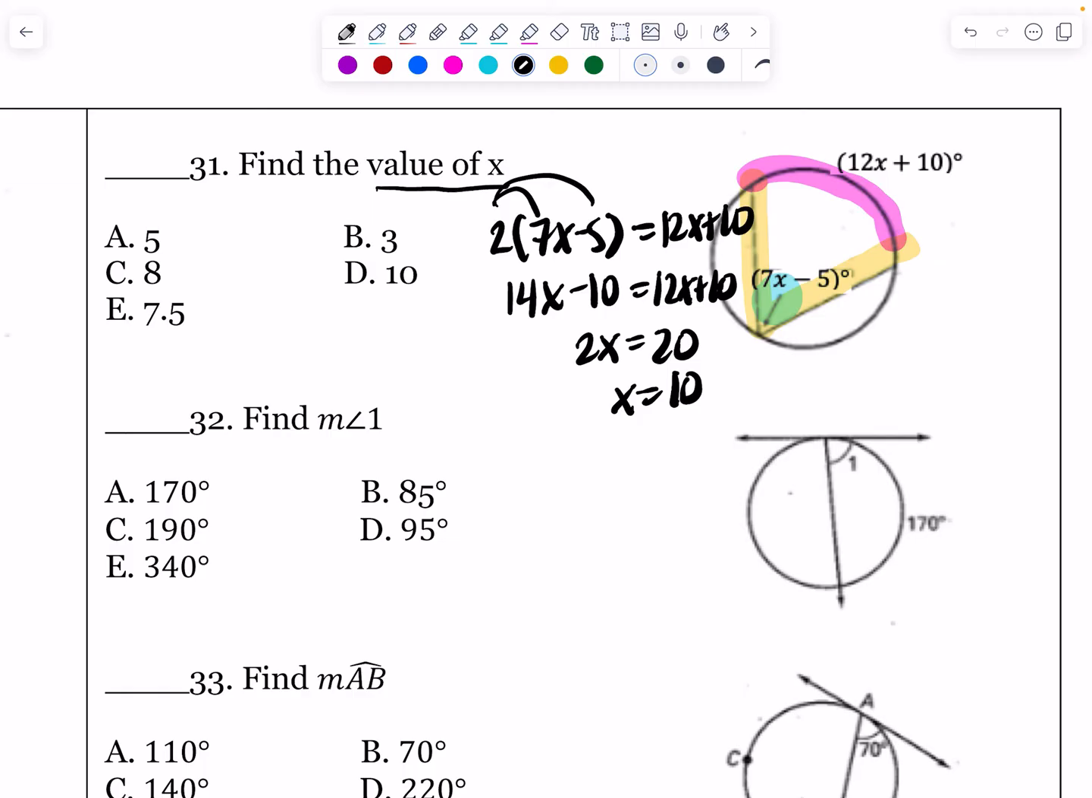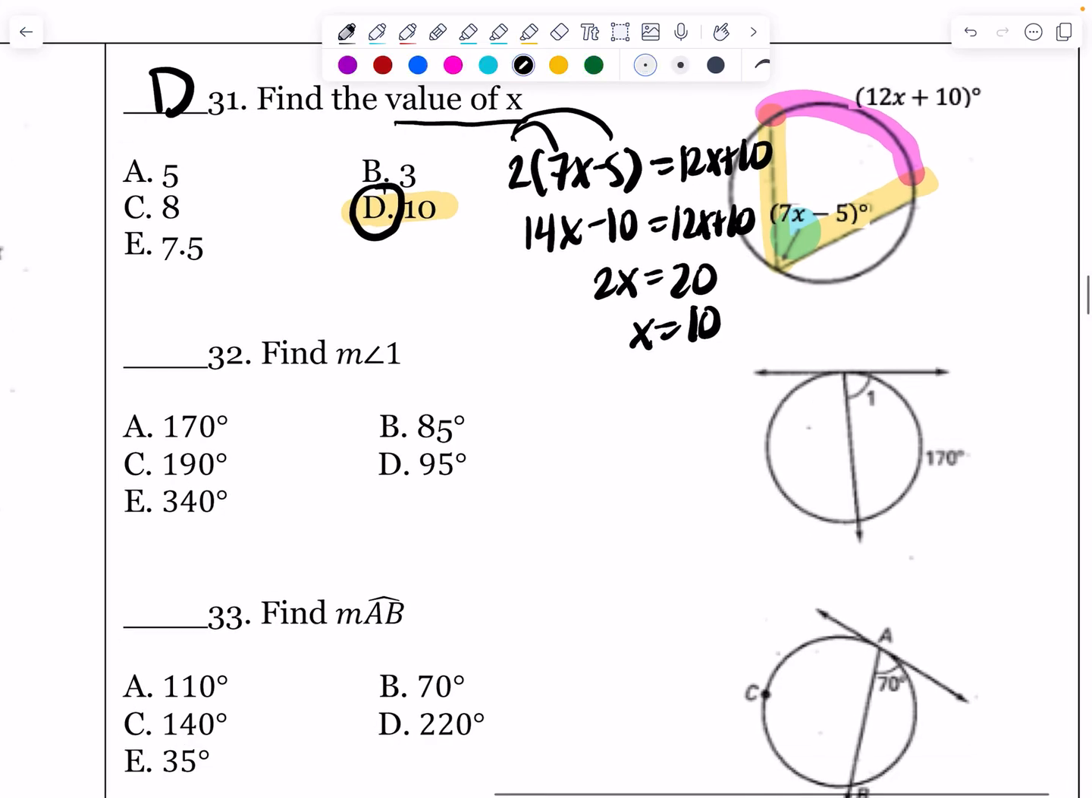Now make sure you underline what they're asking for. They don't ask you to find the arc. They don't ask you to find the angle. They only want the value of x. So x is 10. The way that they could make this a little bit harder is they could ask you to go back, plug it in and find the arc, or plug it in and find the angle. So I like to underline what's being asked. So what's being asked in number 32: the measure of angle 1.